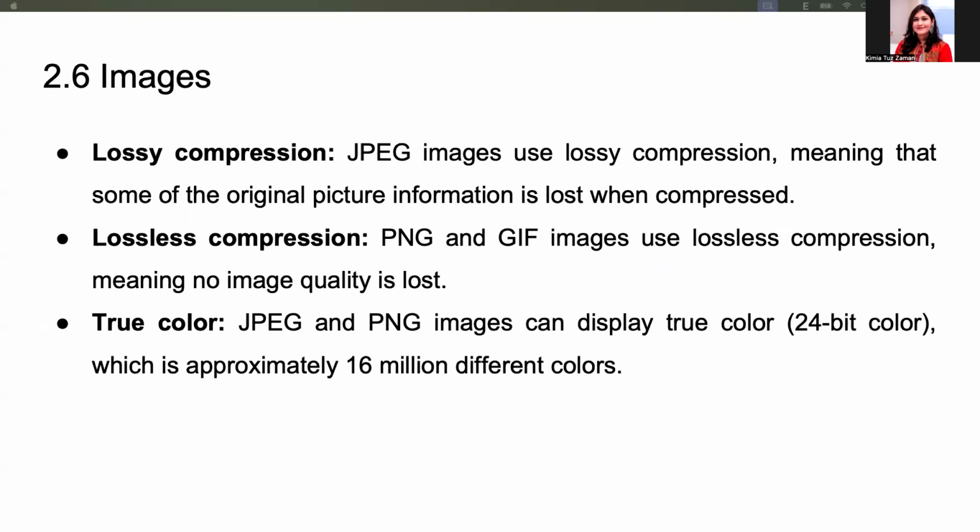Before we wrap up images, let's talk about compression and color in more detail. First, lossy compression used by JPEG reduces file size by removing some image data, and this makes images smaller. But if compressed too much, you might notice quality loss like blurriness or blocky areas. And then we have lossless compression used by PNG and GIF. Here no quality is lost when you compress the images, so it stays sharp even after multiple saves.